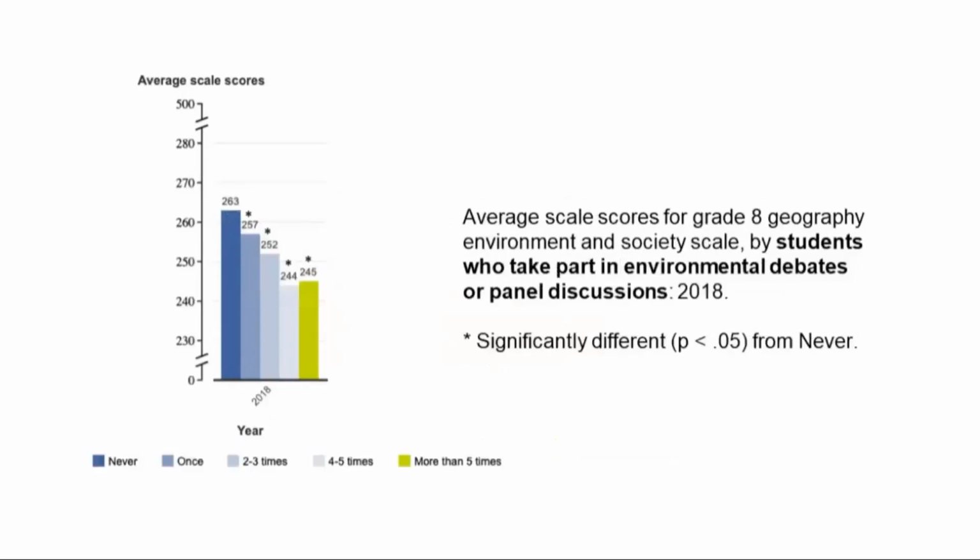In this next example, scores are compared on the basis of how often students took part in an environmental debate or class discussion during the school year. We can see statistically significant declines in achievement moving from never to more than 5 times.